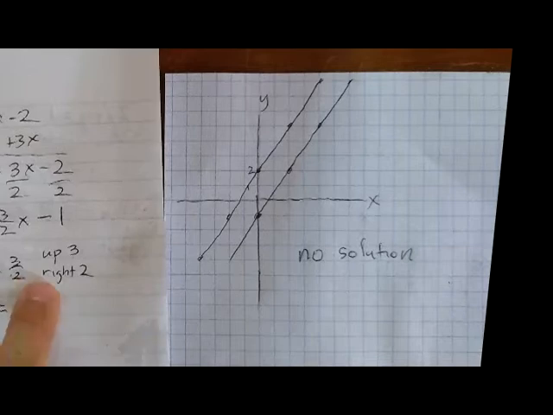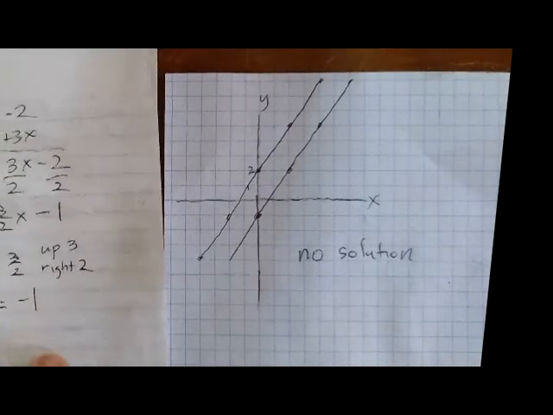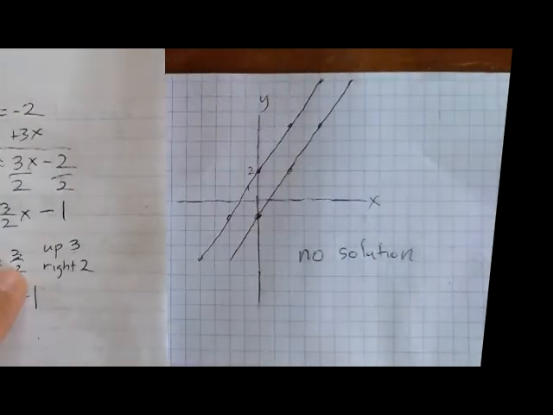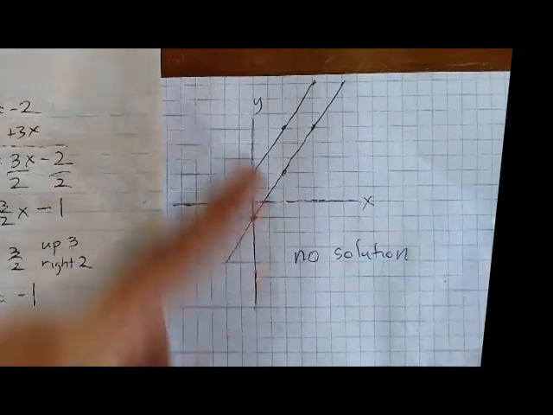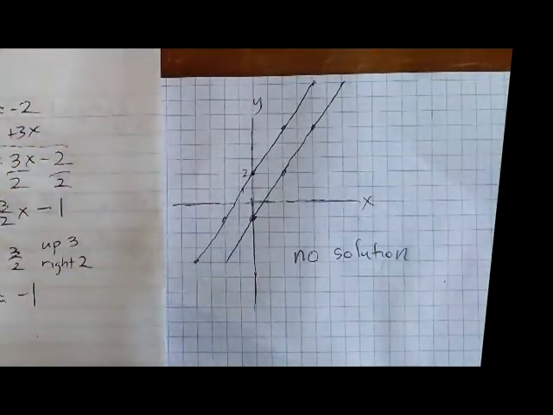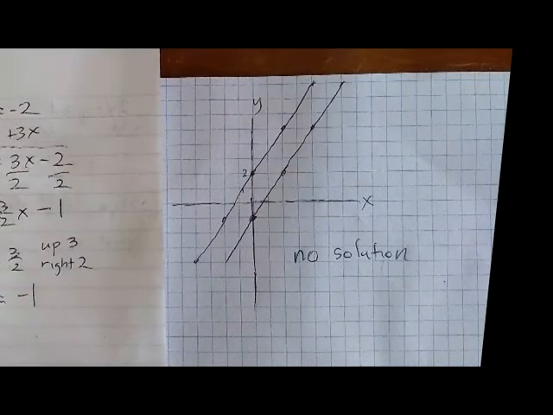And if you think about it, you could have figured that out just by looking here. Notice they have the same slope. The y-intercepts are different, but because they have the same slope, they're tilted in the same direction. Yeah? So since they're tilted in the same direction, they're never going to cross. In which case, no solution.